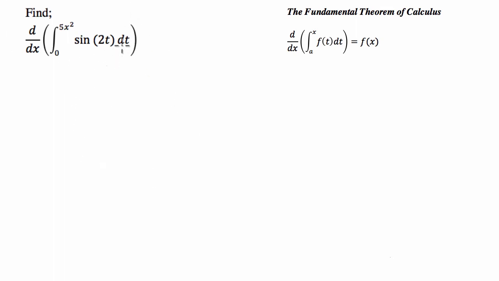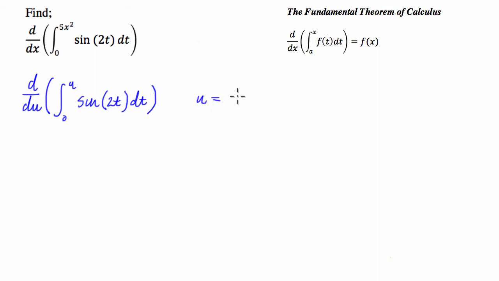So first of all, what I'm going to do is take a substitution. I'm going to substitute u in for 5x squared. So rather than having d dx, I'm going to have d du. So I'm going to say d du of the integral from 0 to u, still the same function inside, sine of 2t dt, where u is equal to 5x squared.